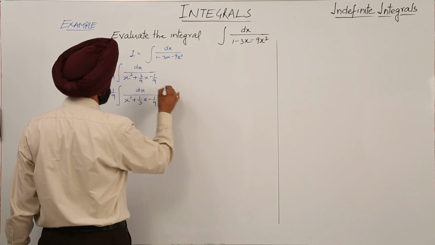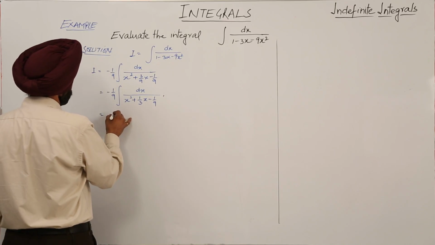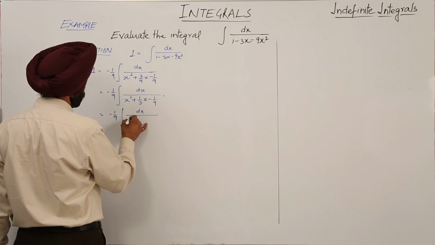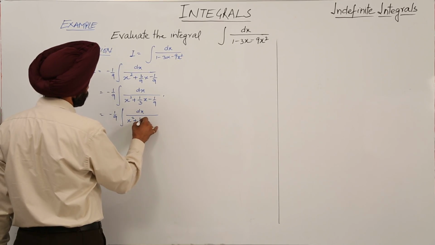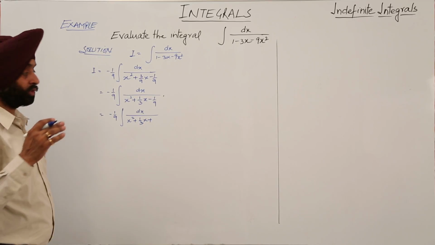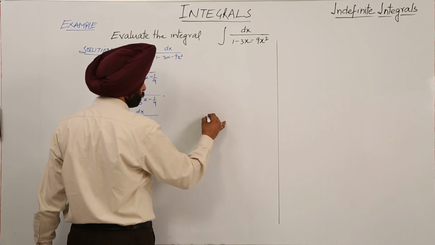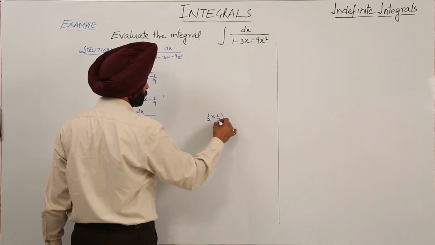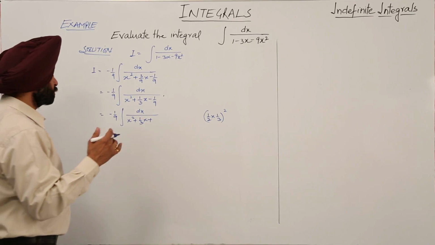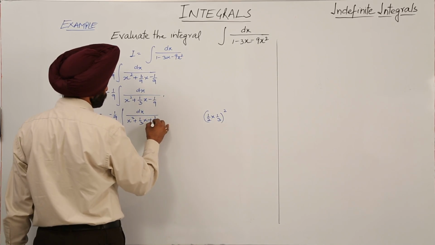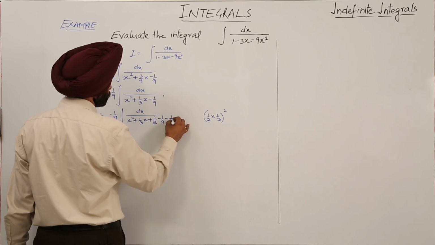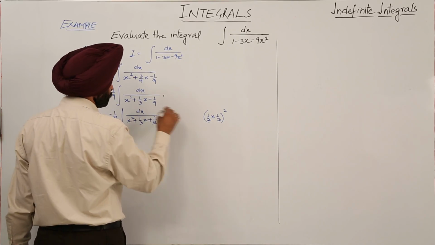Now this can be written as minus 1 by 9 integration of dx upon x square plus 1 by 3x plus, now what we are going to do, we have to add half coefficient of x whole square. Coefficient of x is 1 by 3, so half of it is 1 by 6, whole square is 1 by 36. So plus 1 by 36, minus 1 by 9 minus 1 by 36.